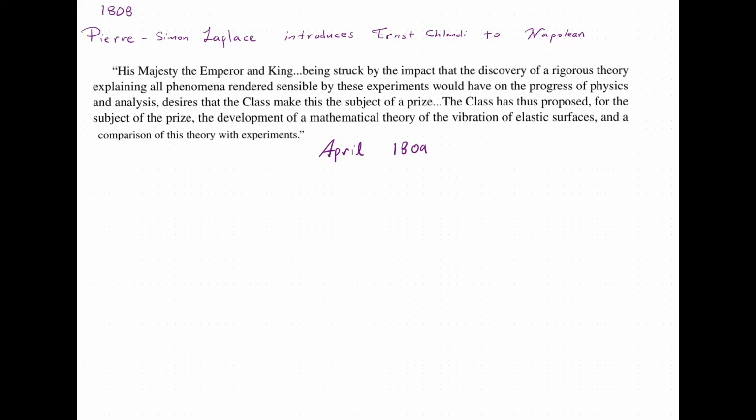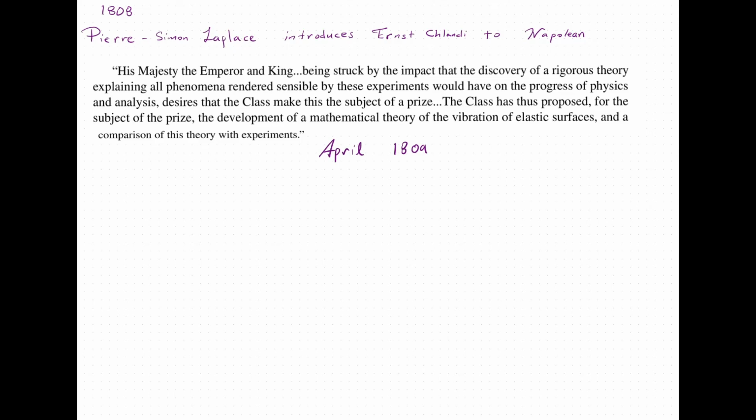To quote the Paris Academy of Science in April 1809, "His Majesty the Emperor and King, being struck by the impact that the discovery of a rigorous theory explaining all phenomena rendered sensible by these experiments, meaning the experiments due to Chladni, would have on the progress of physics and analysis, desires that the class make this the subject of a prize. The class has thus proposed for the subject of the prize the development of a mathematical theory of the vibration of elastic surfaces and a comparison of this theory with experiments."